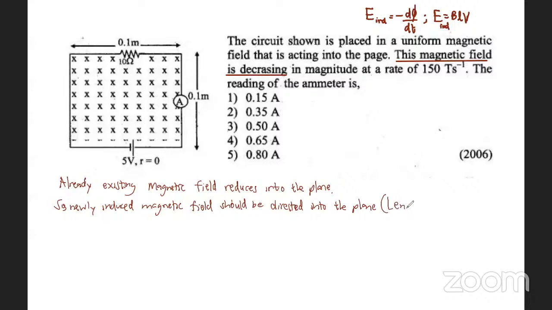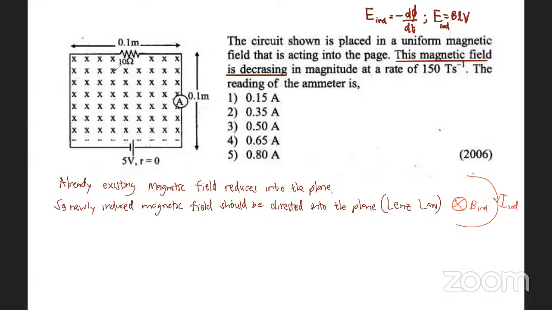If the change is a reduction, according to Lenz's law the induced magnetic field will try to oppose it. So if it is trying to reduce into the plane, the induced current will try to increase it into the plane. Therefore the induced field is like this, that is the induced magnetic flux density. If that is the case, then what about the current? According to the right hand corkscrew rule, the current must be clockwise.